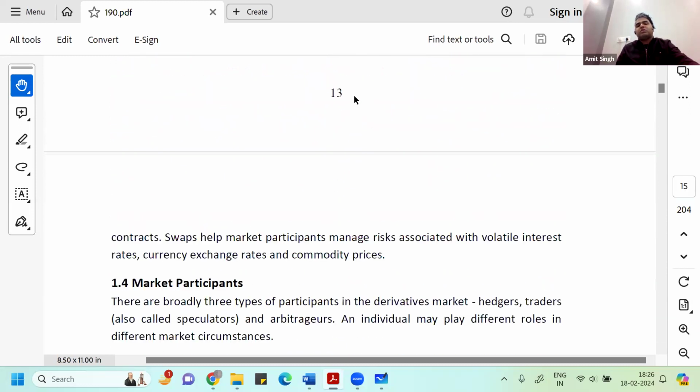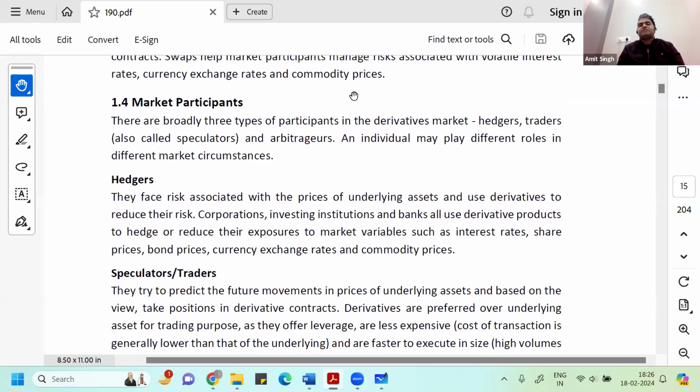We have spoken about the different products in the derivative market, be it a forward contract, future contract, options, or swap. I really don't think you'd have understood much when I spoke about options. Don't worry on that part. In further sessions, we're going to spend a lot of time discussing options, so you don't have to worry.